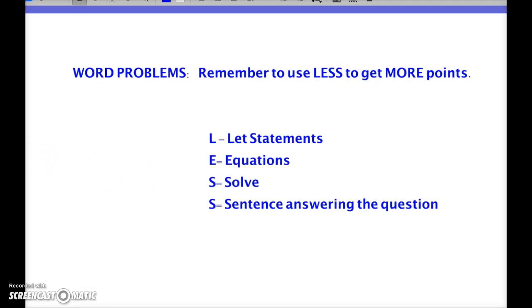Just a reminder before we start. In general, for word problems, remember to use our LESS so that you get more points. LESS means write your let statements, your equations, solve the equations, and then be sure to write a sentence answering the question. Today, as I said, we'll just focus on writing the let statements and the equations to develop the system. We'll assume that from there you already know how to solve them and can write the sentence.